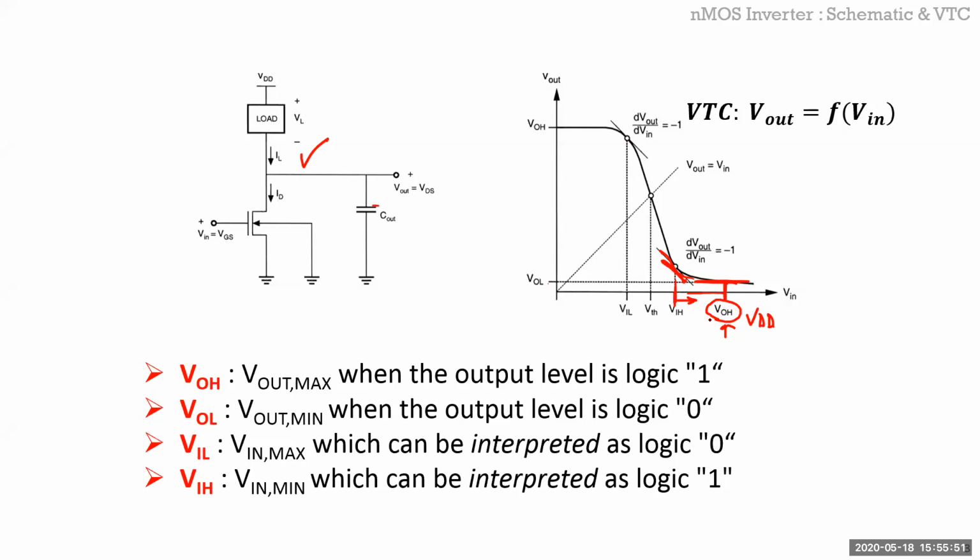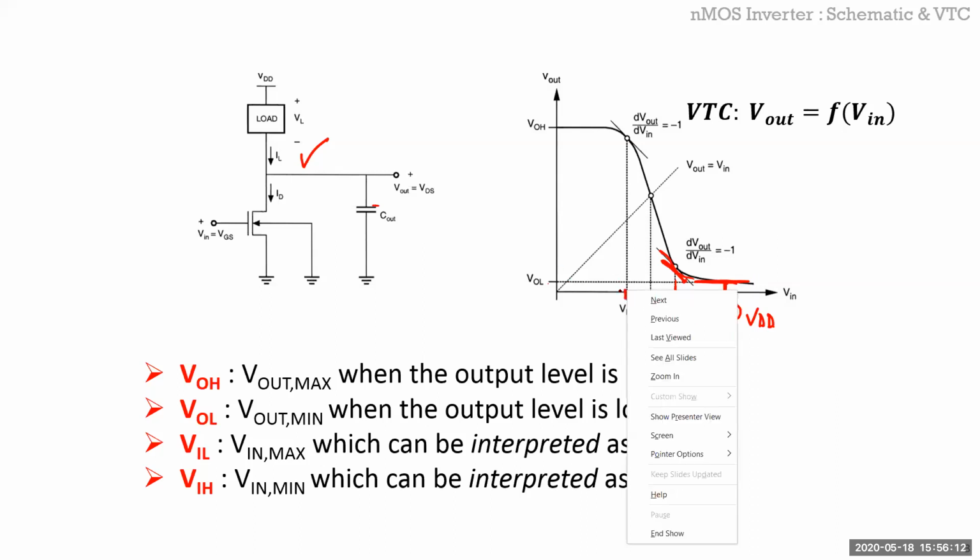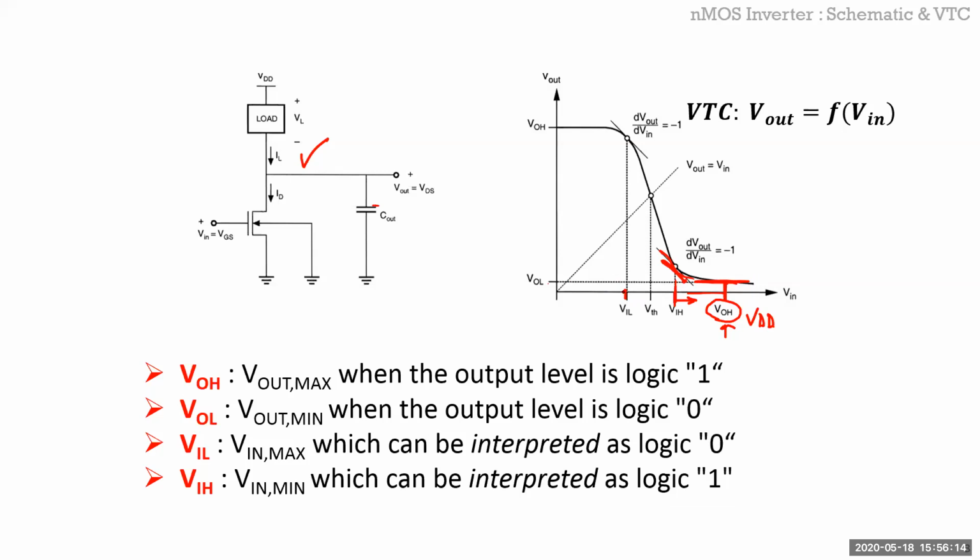So basically VIH minimum and VIH maximum. So the first point where dVout by dVin equals -1, that is VIH minimum. Am I right? Okay, so I don't use that terminology on my end. I use the terminology of VIL as the point, which in this case is Vin max, right?